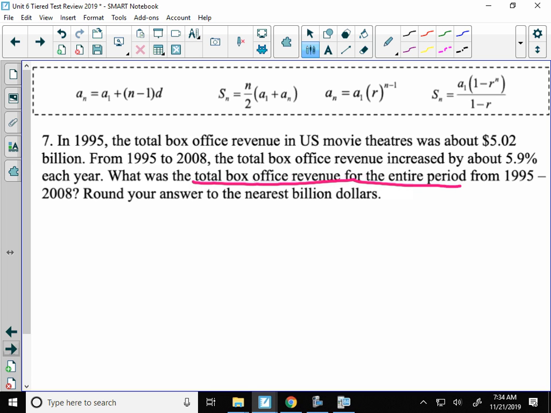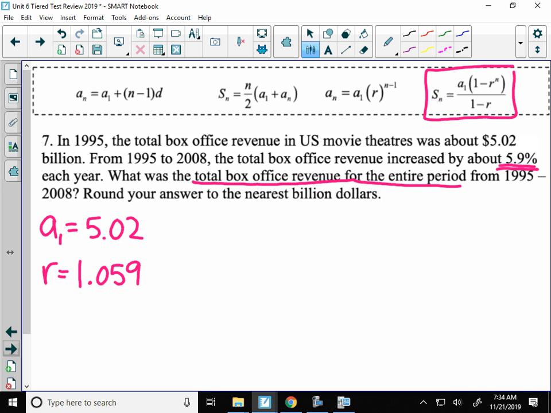All right, well, because we are doing percent increase, this is going to be a geometric sequence. I'm going to use this S sub n formula. So let's list out what we do know. The first year we're measuring is 1995, and we do know the revenue for 1995. That's $5.02 billion. You can leave it as 5.02. The common ratio, r, what you're multiplying by. Well, you're increasing by 5.9%. But remember, this is an exponential equation, and if we're doing percent increase, we have to do a 1 plus the percent. So it's going to be 1.059.